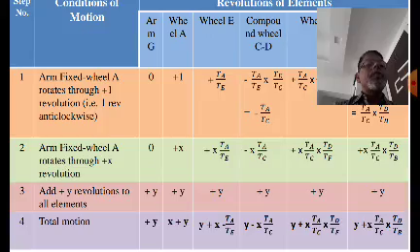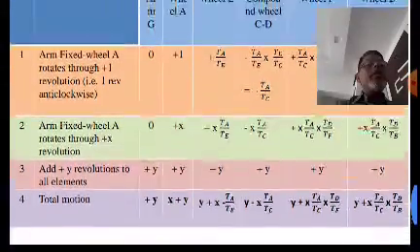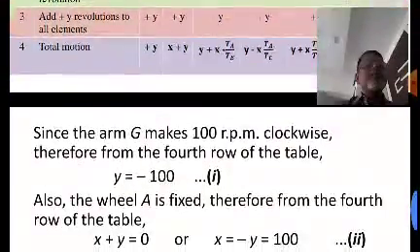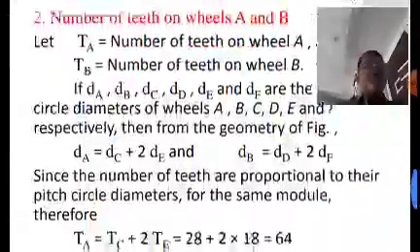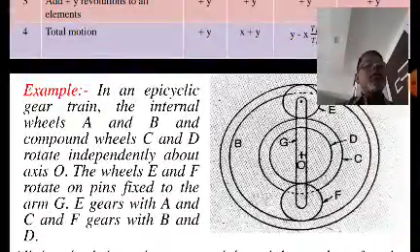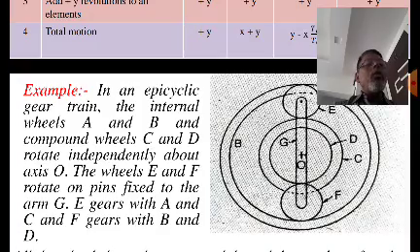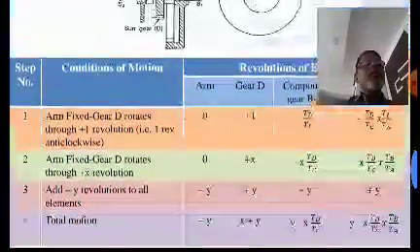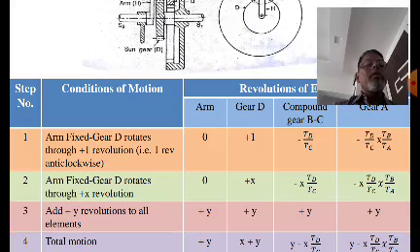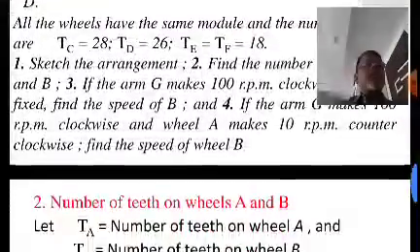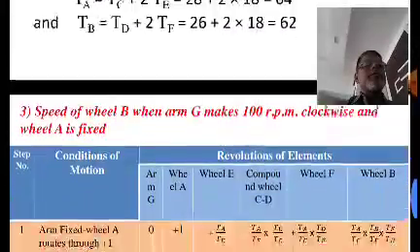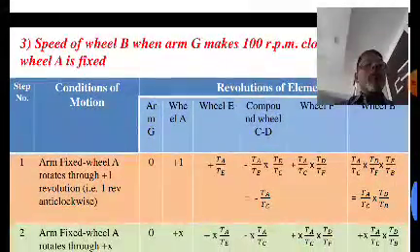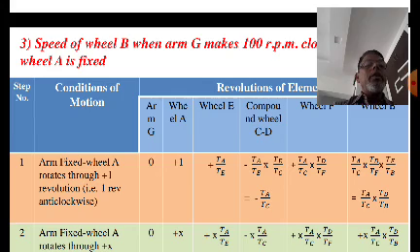and D. Then D meshes with F. Now you know the revolution of D is minus TA by TC.